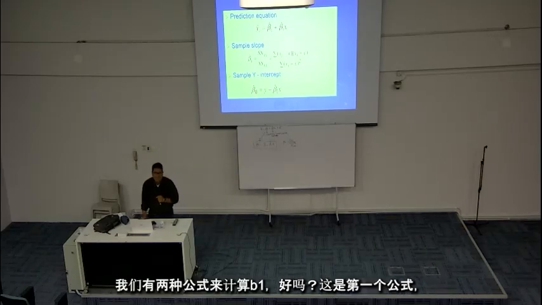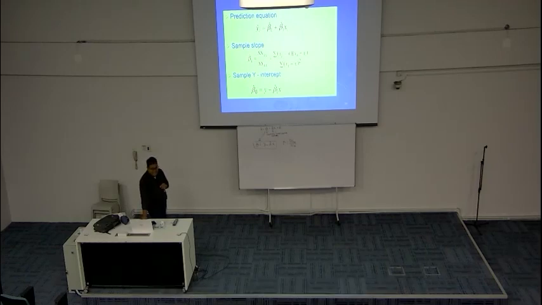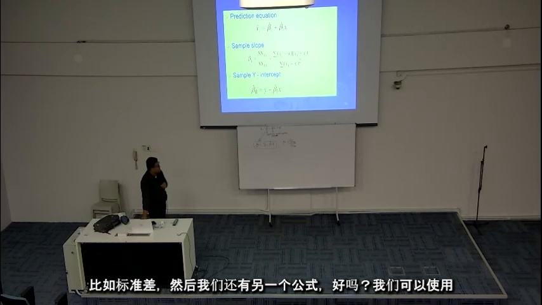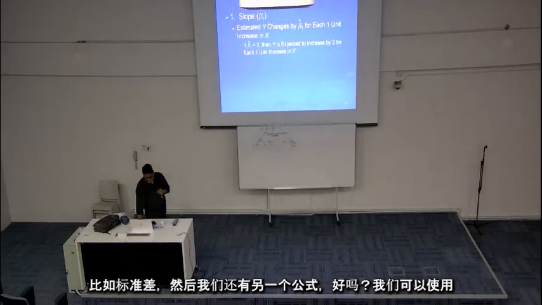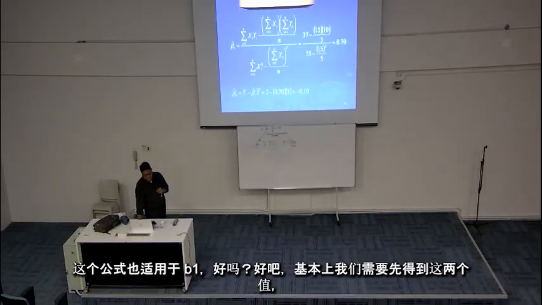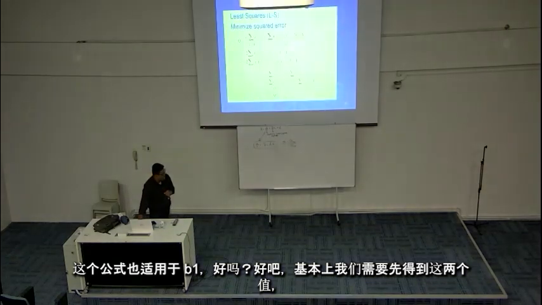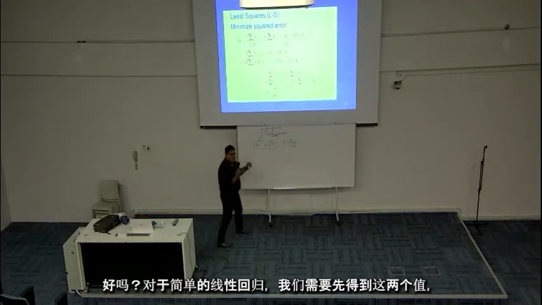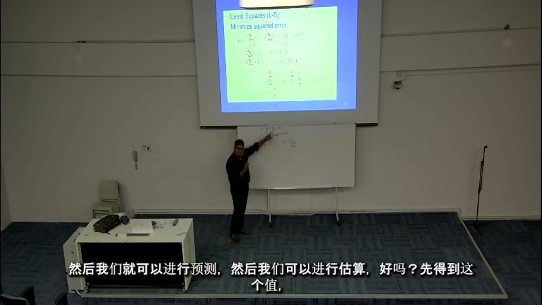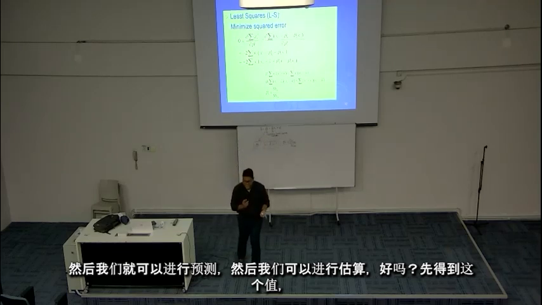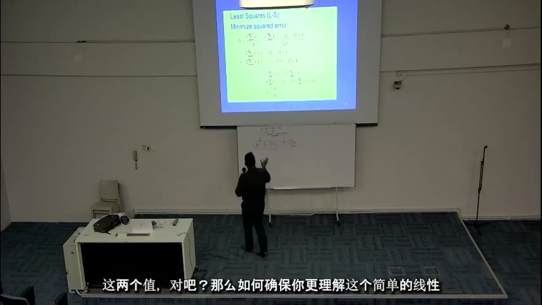Actually we have two types of formula to calculate the B1. This is the first formula, like the standard deviation, and then we also have another formula. We can use this formula also for the B1. Basically we need to get these two values first. For the simple linear regression, we need to get these two values first, then we can do the prediction and then the estimation.